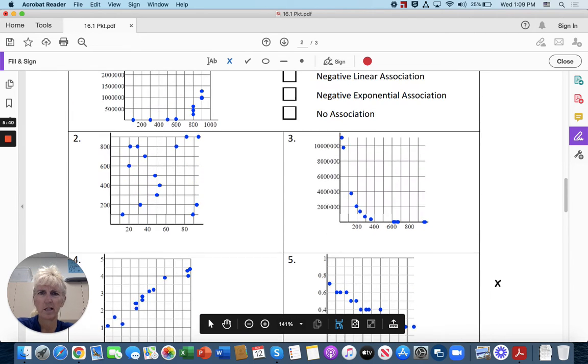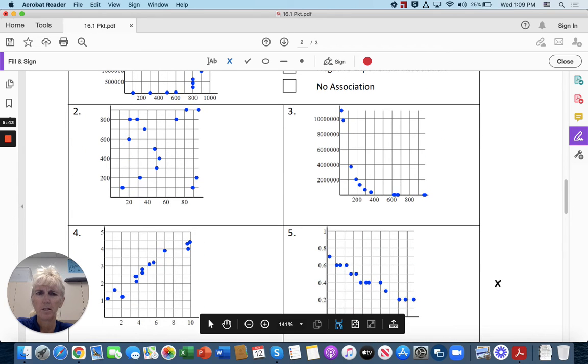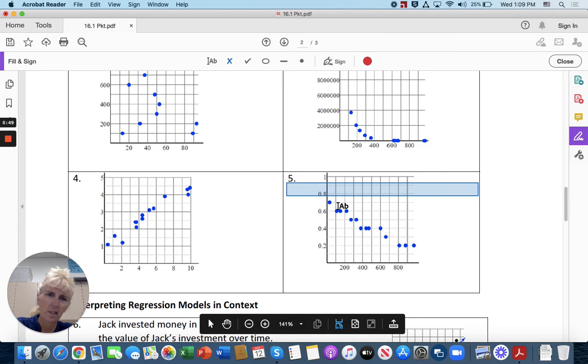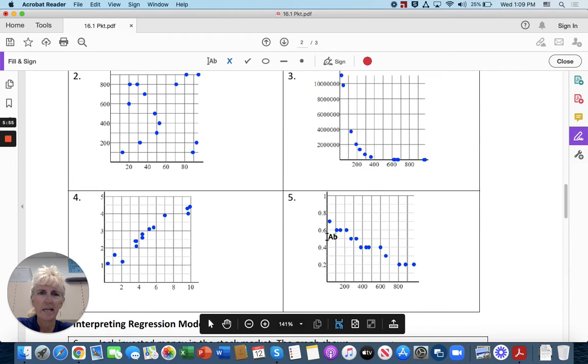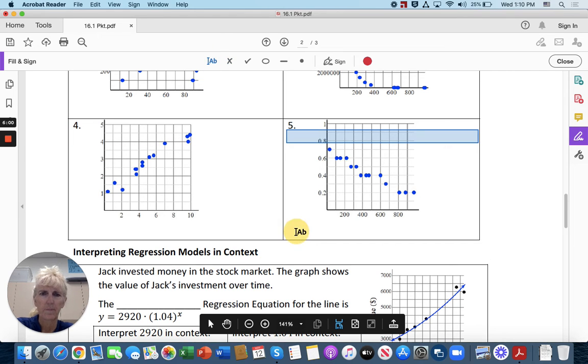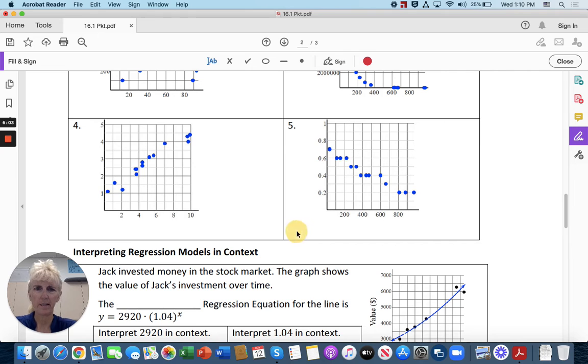Actually, there's more here than I thought. So you would have to write it in. Like this one, I will say number 5, it's going down, but it's not going down exponentially. So I would say negative linear association. And then I'd probably move that down there, because it's kind of linear. I could draw a straight line and go through most of those dots.